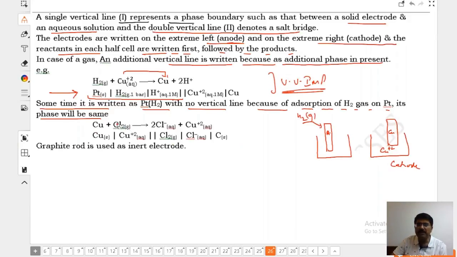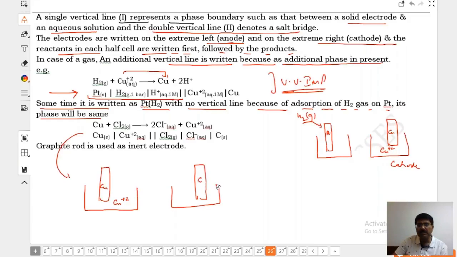Now this is copper plus chlorine. Again, chlorine is a gas, right? For this cell, it is copper dipped in copper plus 2. And now this is going to be platinum, carbon, right? Because, I'm sorry, it will be carbon. Platinum reacts with chlorine. It forms PtCl4 and reacts further. So we have carbon, graphite. Graphite is also an inert electrode. And now here you will be bubbling chlorine gas.